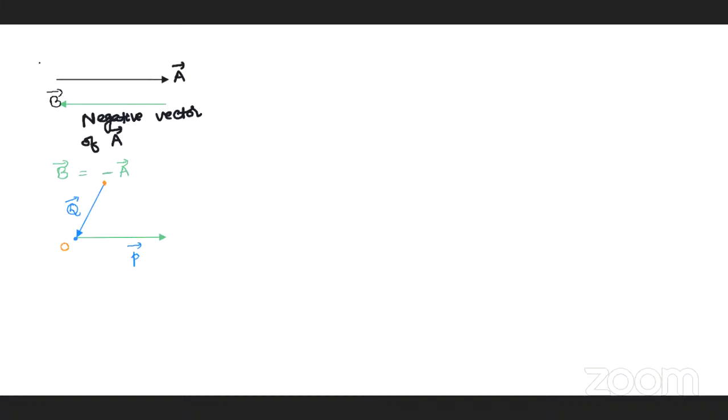Okay. So here I say the second vector b bar is the negative vector of a bar. That's what I said previously. That's why we already took this point. b bar is equal to minus a bar. That is, b bar is the negative vector of a bar.